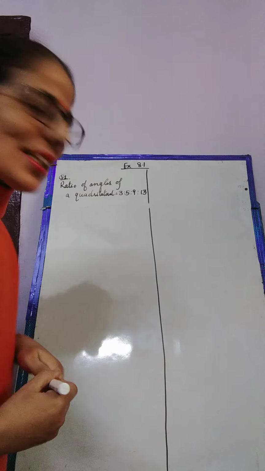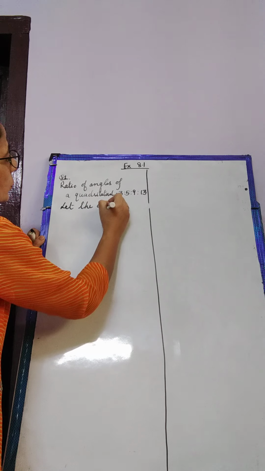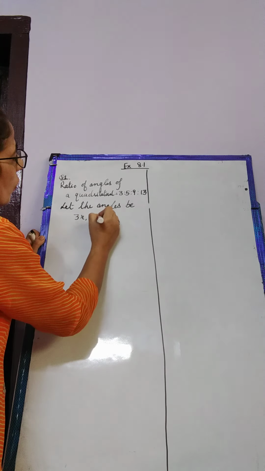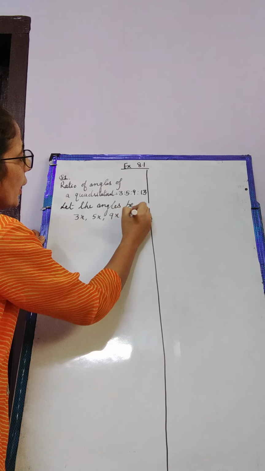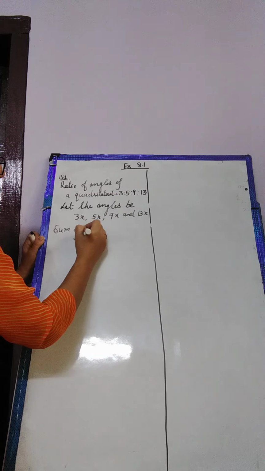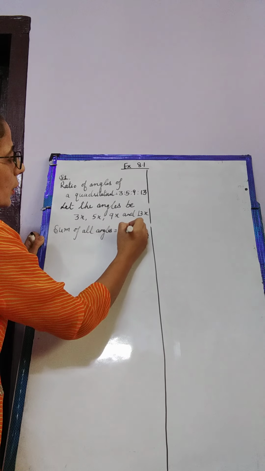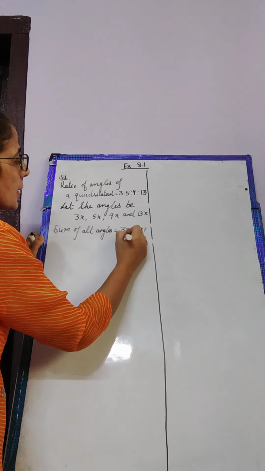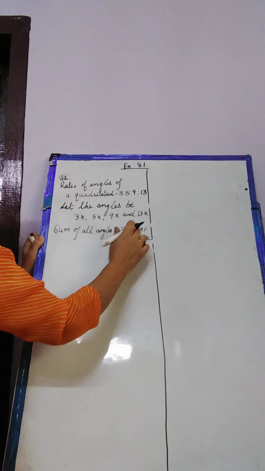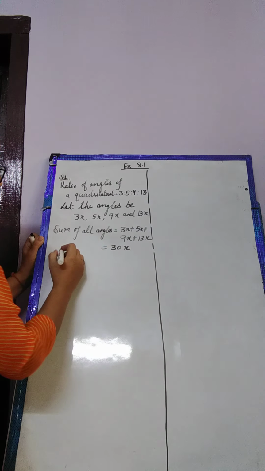Let us do it simultaneously. Let the angles be 3x, 5x, 9x and 13x. Sum of angles: 3x plus 5x plus 9x plus 13x, and this is coming out to be 13 and 9 is 22, 27 and 3 is 30x. But what do we know?